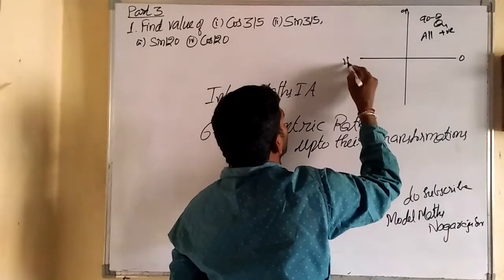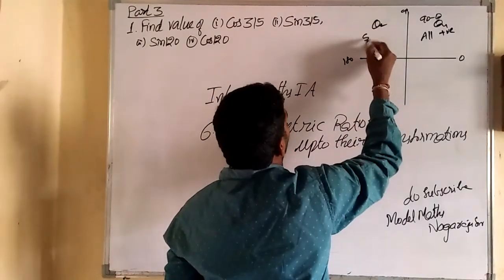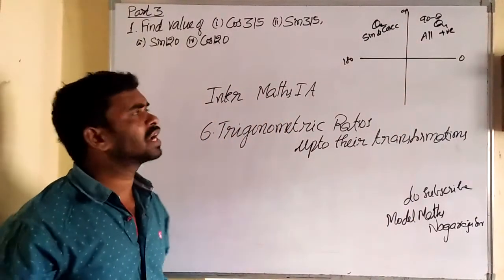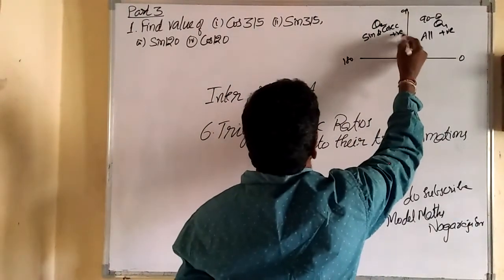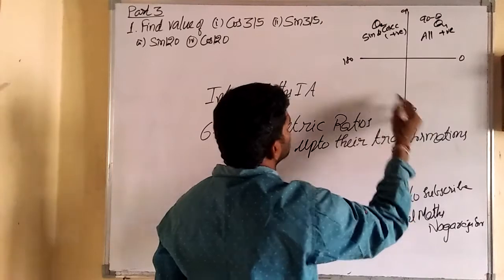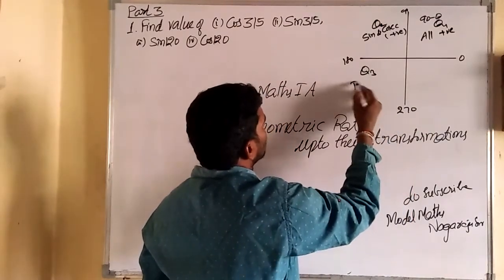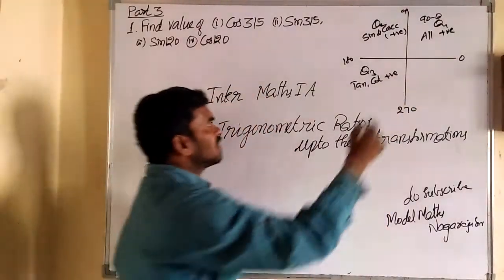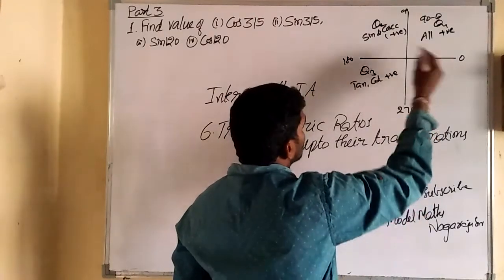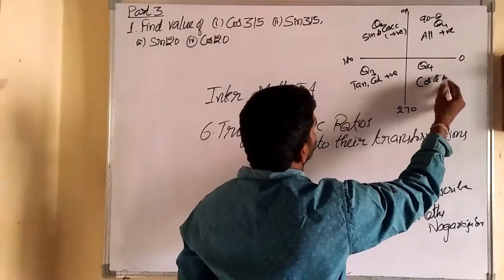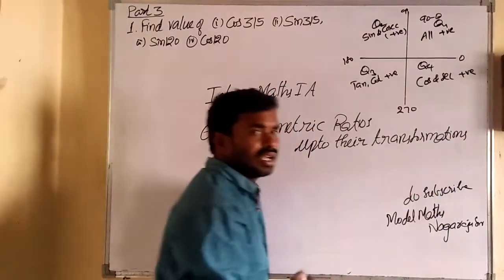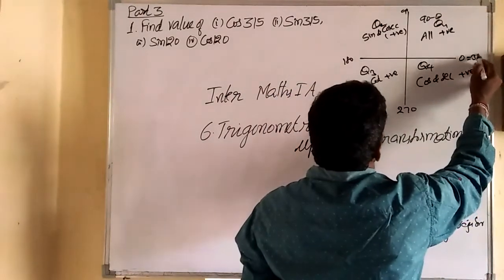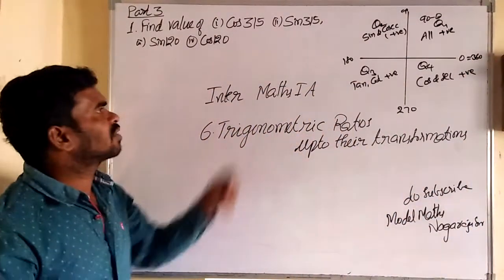The 90 to 180 range is taken as quadrant 2. In this quadrant only sin and cosec are positive, and the remaining are negative. From 180 to 270 it is treated as the third quadrant. In this third quadrant only tan and cot are positive, and the remaining are negative. In the fourth quadrant, only cos and sec are positive and the remaining are negative. It lies between 270 and 360. Okay? This is the information.